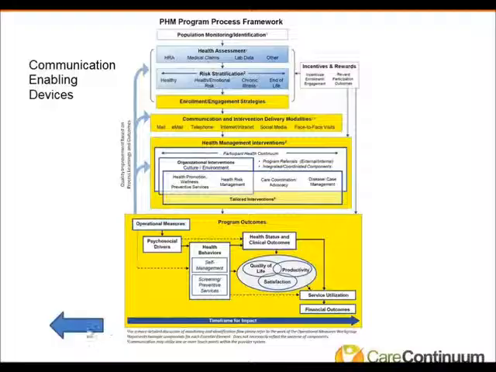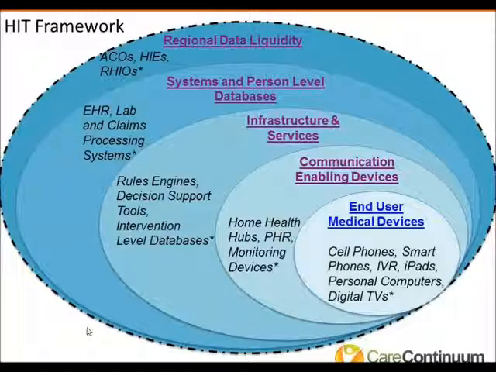And again, examples that we've identified, and again, this is not an exhaustive list, include home health hubs, personal health records that enable an individual, a consumer, or a patient to develop their own online health database, and also monitoring devices that a healthcare provider may place in the home of an individual so that they can report their weight or their blood pressure, or in other ways connect and provide information back to their healthcare providers.